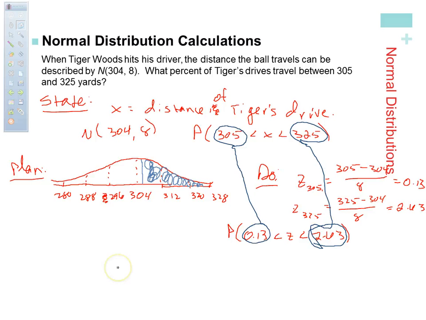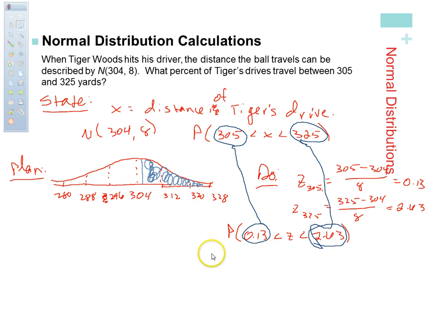Now, it's like our intervals from our homework from before, right? If I go and find 2.63, that's going to give me the area, or it's going to give me the proportion of his drives that are strictly less than, right? Well, I don't want strictly less than. I want this proportion to be cut off at 305. So we're going to end up subtracting two values, right? So let's go do that.